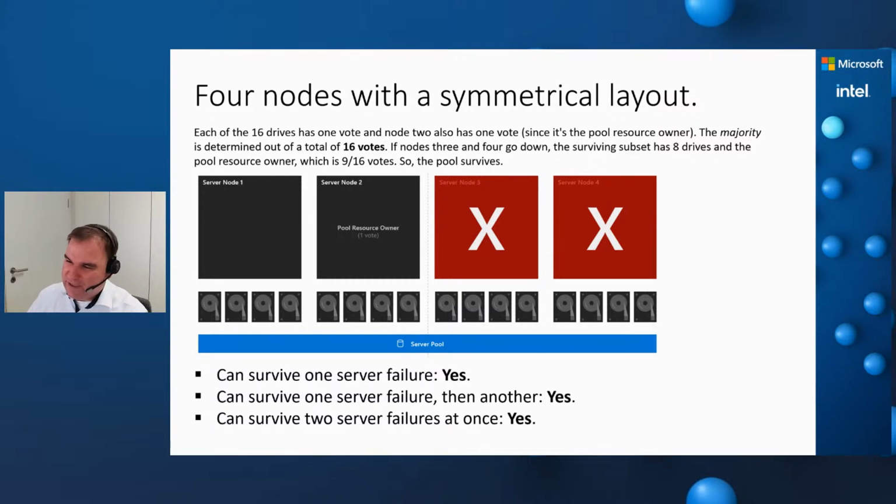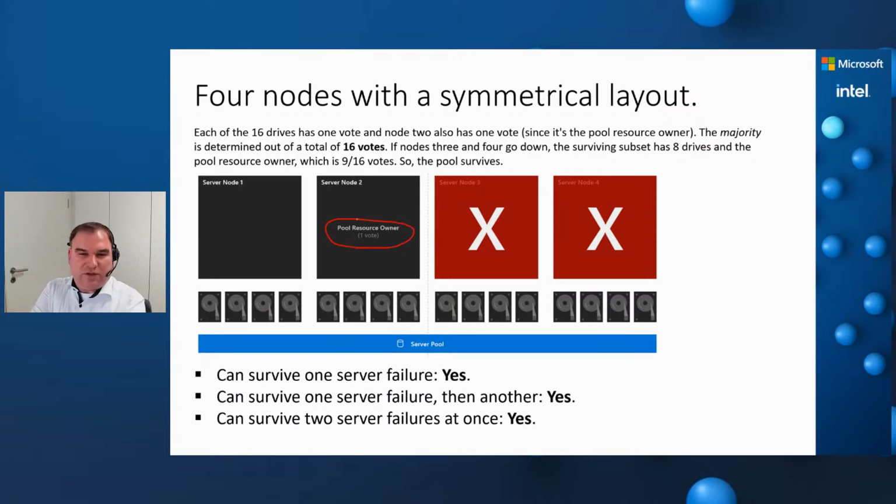In this scenario, as we can see on the slide, we have 4 disks in each server, so 16 disk drives overall. This can be hard disks or flash or SSDs. This doesn't make a difference. When now 2 of these 4 servers fail at the same time, we have only 50%, so we don't have the majority, but we have 1 additional vote for the pool resource owner.